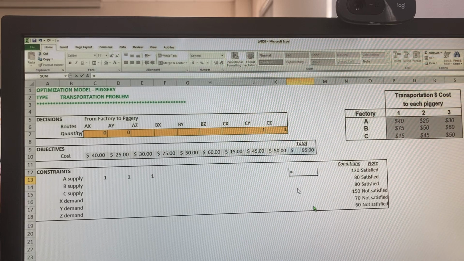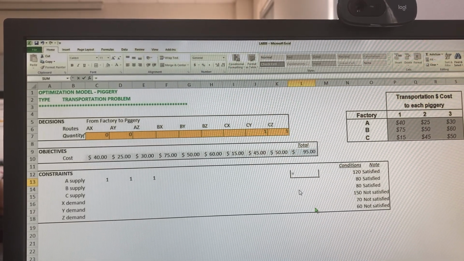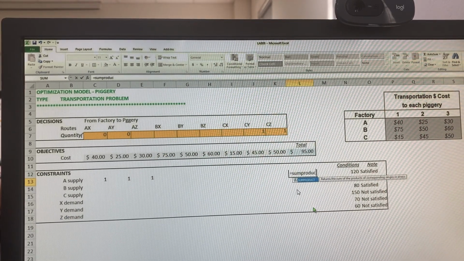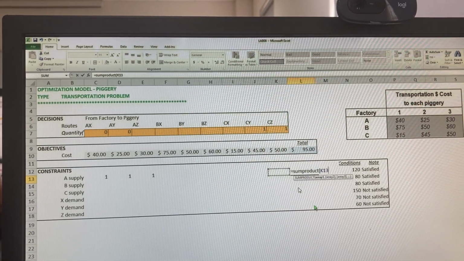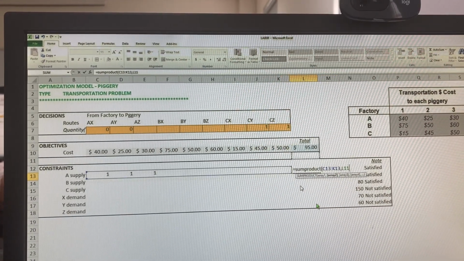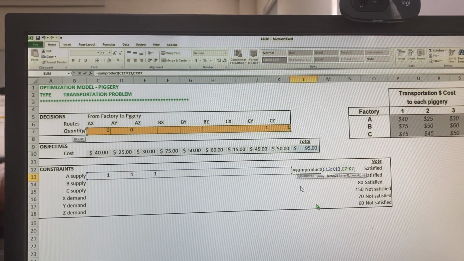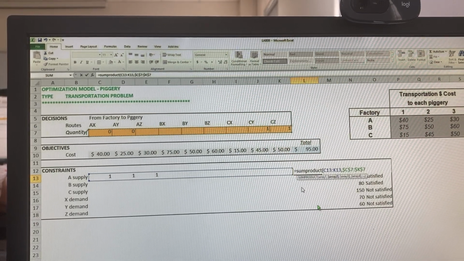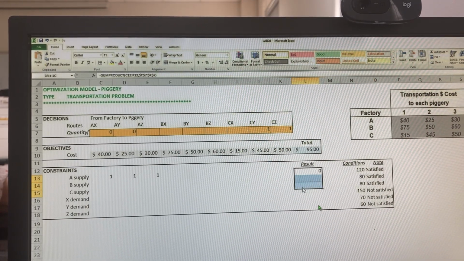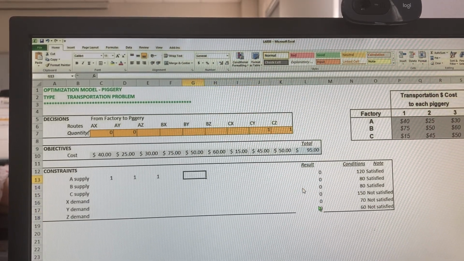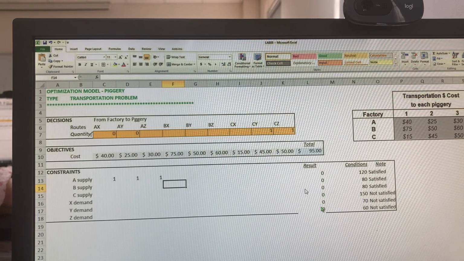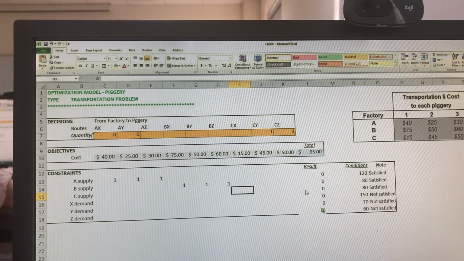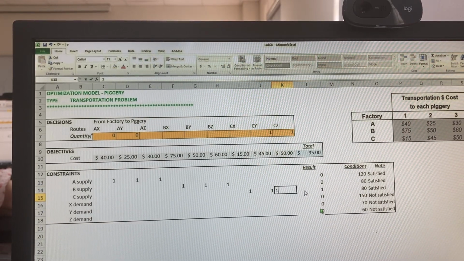Can you find the total number of trucks supplied from A to X, Y, and Z? We use sum product of this number and the number of trucks transferred. Take the absolute cell reference, the range reference, because we are going to copy it down there. Similarly for the supply of B, we start from B. For the supply from C, start from C.